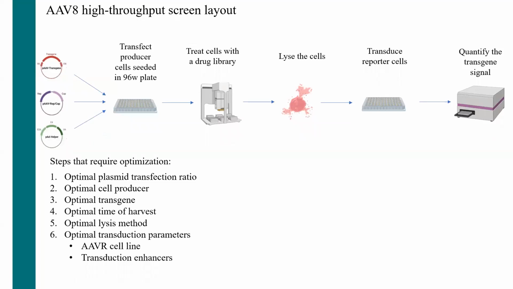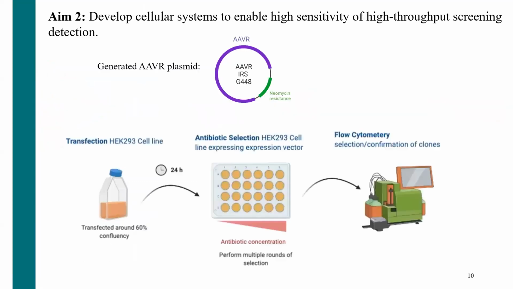Now I'm looking at the AAV8 screening layout, and something that's important to point out here that needs to be optimized is the transfection ratio of the plasmids. So maybe if we select a certain ratio of plasmids, we'll be able to boost the production. Hence, that will make things easier on the transduction side of things. And this is where the AAVR cell line comes into play. So having the AAVR cell line, in theory, should really help us out with the transduction and hence detection of our AAV8.